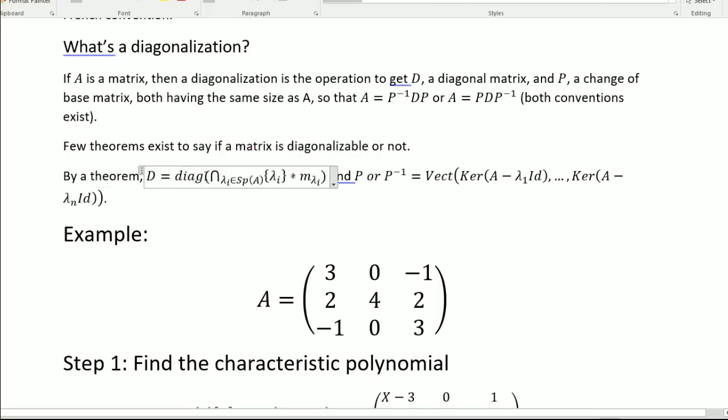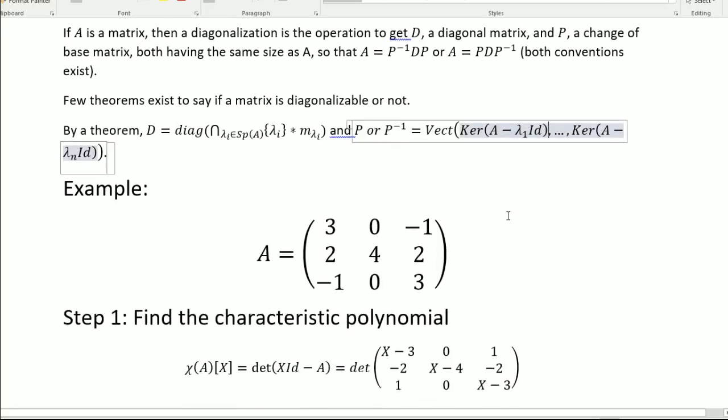This formula is kind of complicated, but basically you have all of the eigenvalues, and if its multiplicity is not one, you'll have it multiple times. So if its multiplicity is 2, you'll have twice that eigenvalue. So P and P minus 1 is equal to all of the eigenvectors that are actually set together.